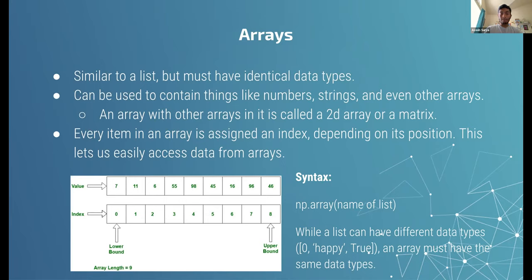Now, np.array with the name of the list as a parameter can be used to cast a list as an array. So remember, the one key distinction between list and array is that lists can have any data type, while arrays need to have one single data type.